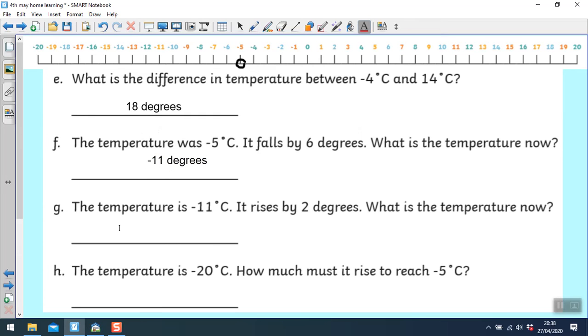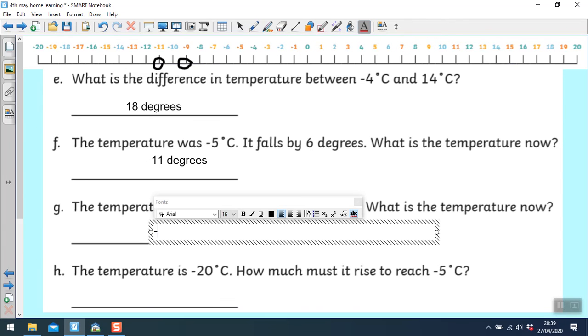G. The temperature is negative 11 degrees. It rises by 2 degrees. What is the temperature now? So if it rises, you've got to add it on. So the new temperature will be negative 9.